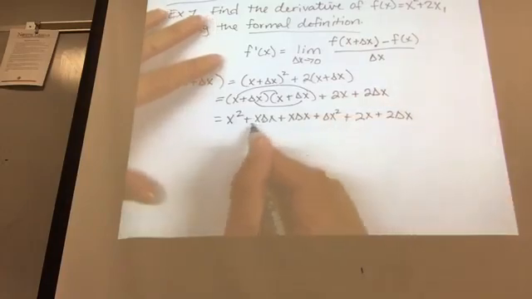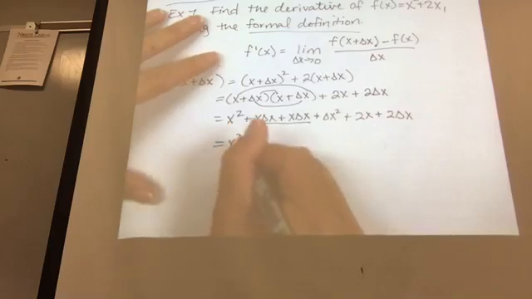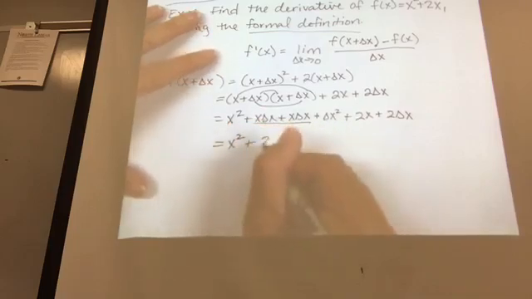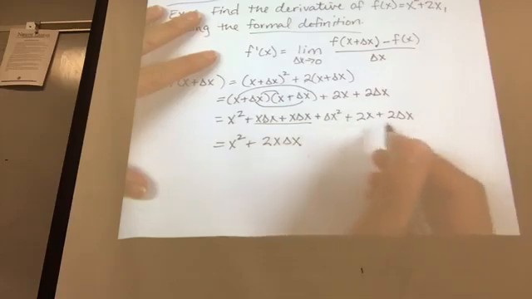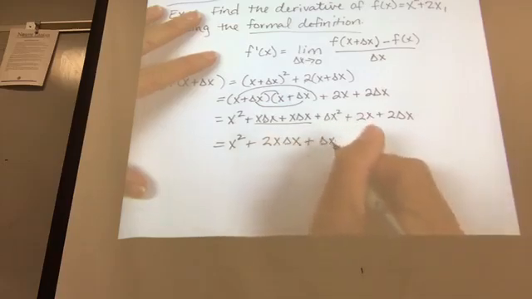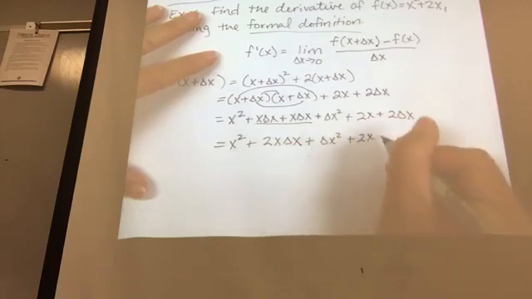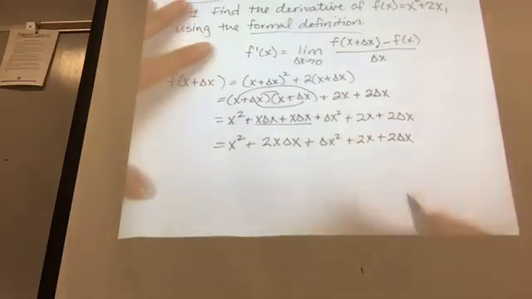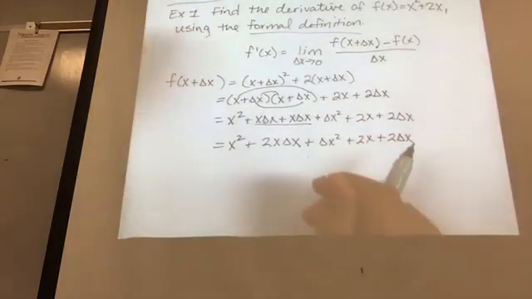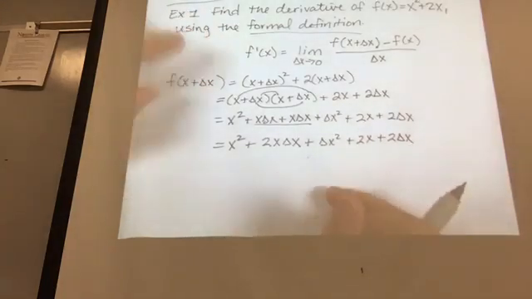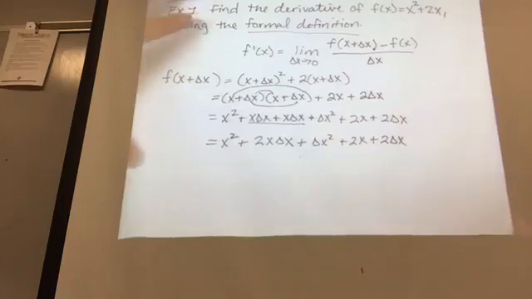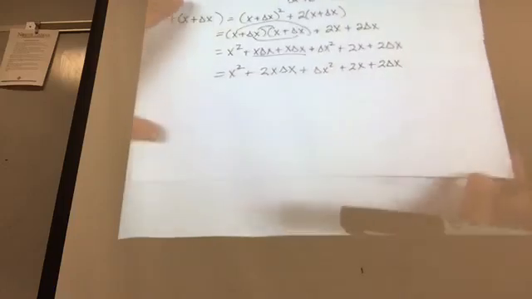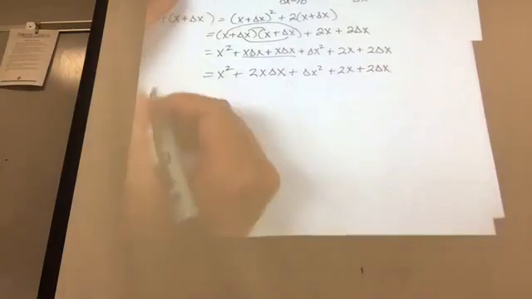So now combining these terms, we can write it as x squared plus 2x change in x. And then none of these other terms are alike. So plus the change in x squared plus 2x plus 2 change in x. So that's what we're going to plug in for f of x plus the change in x. Okay, so now let's start it.